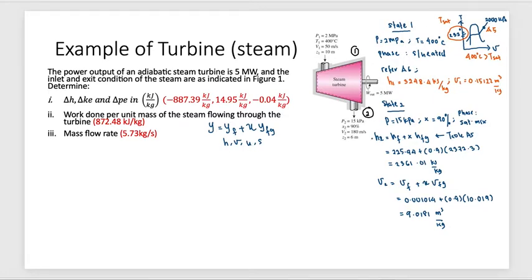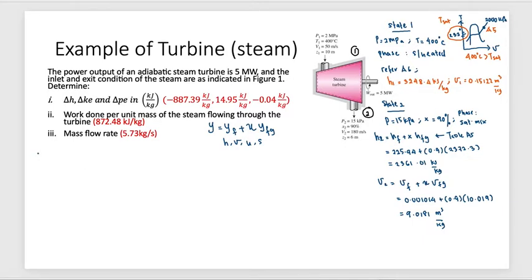So if we want to find H2, and the phase is saturated mixture, then I use this special formula and I change y with h. So for h2, I look at table A5 at 15 kilopascal, and I get all these values, and I get h2 as 2361.01 kilojoule per kg, and specific volume as 9.0181. The same procedure as h1, we just change h to specific volume.